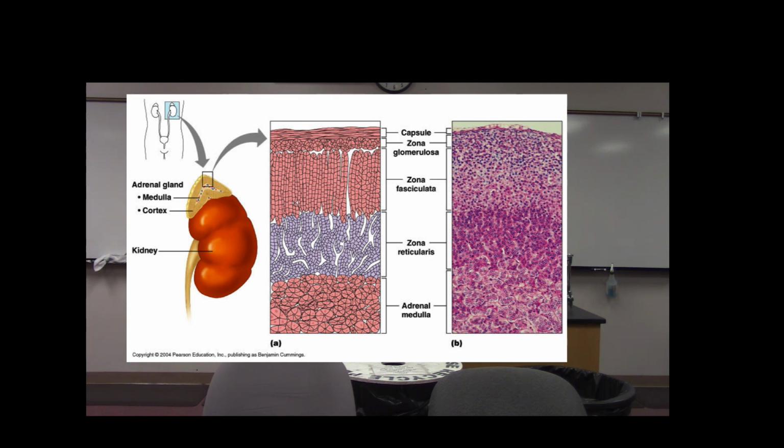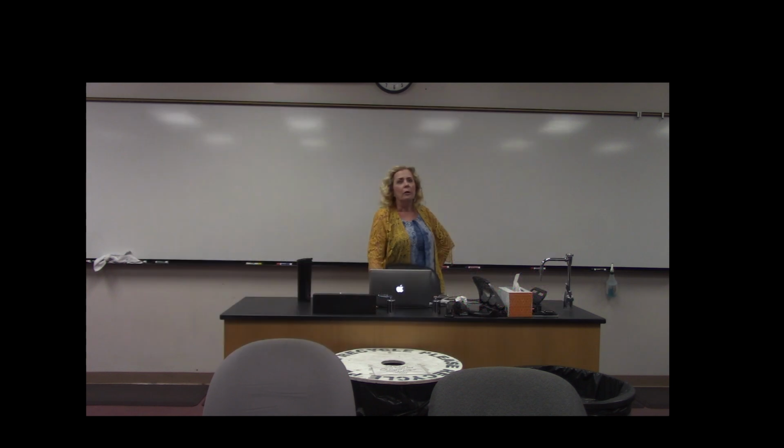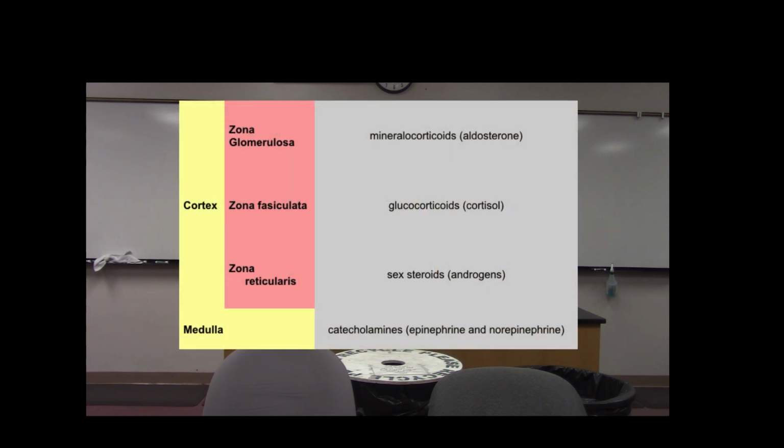Now, we know the adrenal medulla releases the catecholamines, epinephrine and norepinephrine. The glomerulosa releases mineralocorticoids. The fasciculata releases glucocorticoids. And the reticularis releases the sex hormones like estrogens and androgens. I want you to know which zone releases what. The mineralocorticoids are regulating minerals, which are the salts of our body. The glucocorticoids are regulating cortisol, which also regulates the sugar of our body. And then the sex hormones.